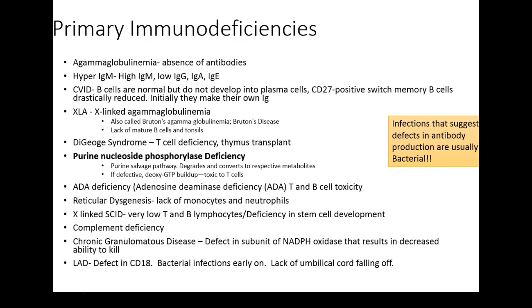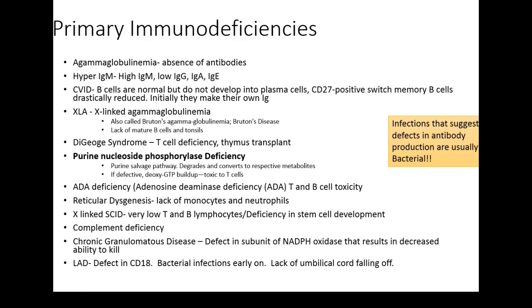We can have an X-linked SCID, severe combined immunodeficiency. This is the boy in the bubble. Very low T and B cell lymphocytes, and we have a deficiency in the stem cell development. There can also be complement deficiencies. We can have chronic granulomatous disease, where there's a defect in the subunit of NADPH oxidase that results in a decreased ability to kill. And that famous LAD issue that baby had with the umbilical cord not falling off, and infections from that discussion post, right? So the bacterial infections come on early on, and the umbilical cord usually doesn't fall off with that.